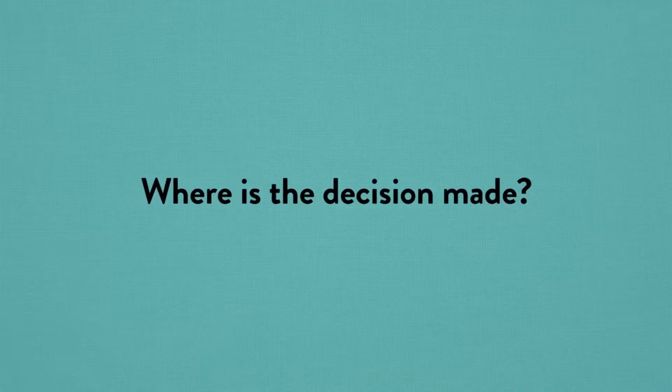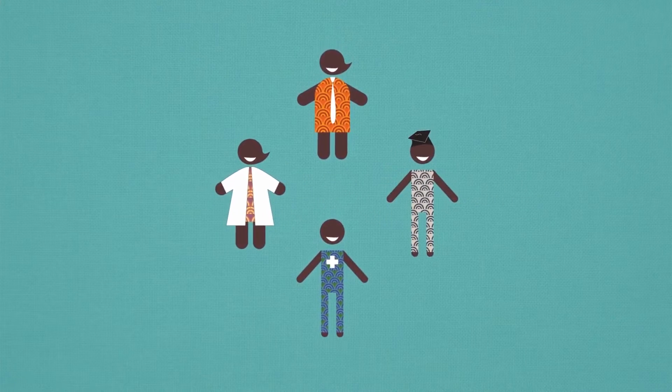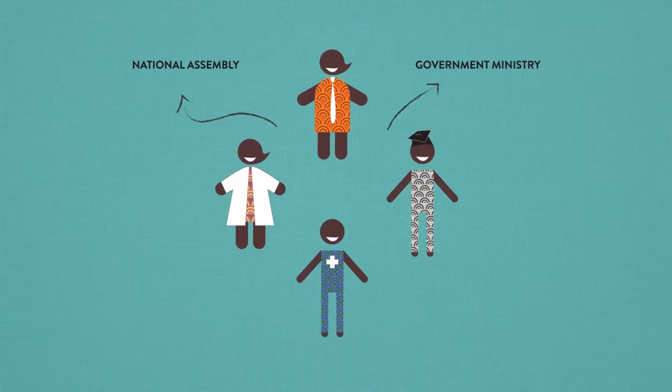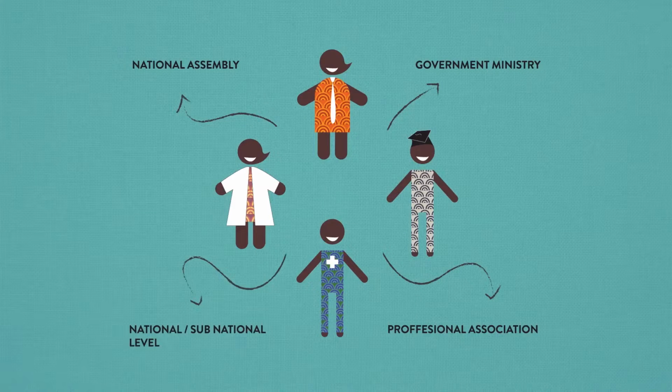Step 2. Once you have defined what outcome you want to achieve, it is time to identify where that decision is made. Experts may come in handy in identifying where a decision is made. Is it in the National Assembly? Is it at the government ministry level? Is it within a professional association or standard-setting agency? Is it at the national level or subnational level?